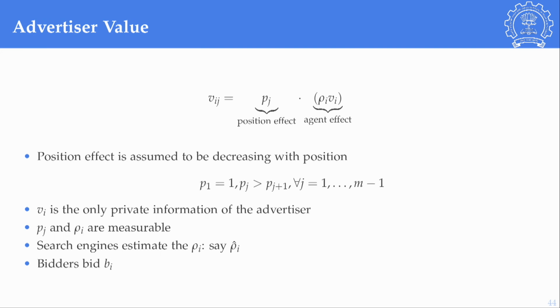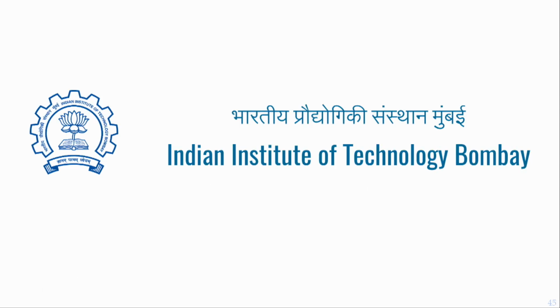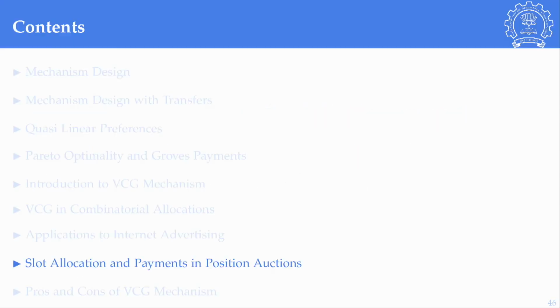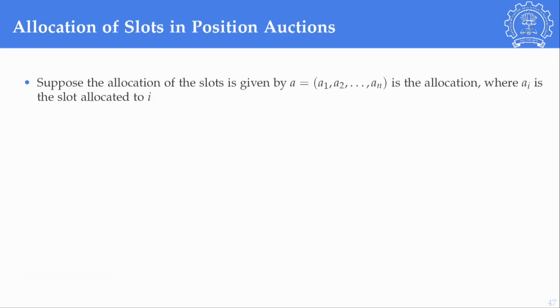Now, bidders, so Vi is their true valuation and possibly they bid Bi, and the reported agent component therefore is rho i hat, because rho i hat is not being asked of the agent, it is already measured. So, the advertiser is approximating that this component will be rho i hat times Bi, what they have bid. And now, it is very easy to run all the slot allocation and payments in this position auction using, let us say, VCG. This is not something that we are cooking up. Essentially, the Facebook ads are placed using the VCG mechanism.